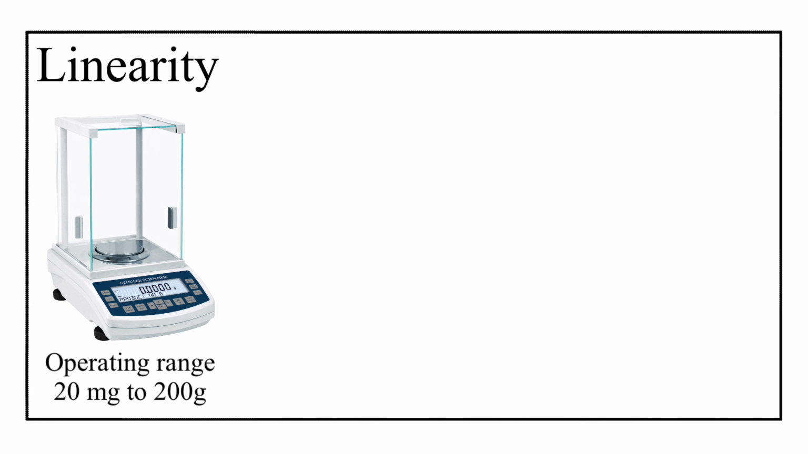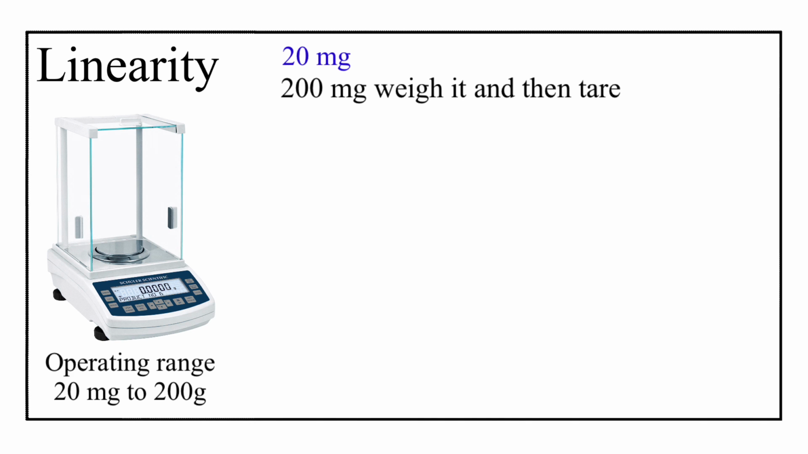Now comes the linearity test. Let us understand the linearity test with the help of an example. Suppose we have a balance with an operating range from 20 milligram to 200 gram. Now we have to perform the linearity test. Firstly, take a minimum test weight. Let us suppose we have taken the minimum test weight as 20 milligram. Now weigh this 20 milligram weight, remove it, and tare the balance. Then take 200 milligram weight and weigh it. After that, tare the 200 milligram weight and weigh the initial minimum test weight, which was 20 milligram. Now note down the reading of the 20 milligram weight.